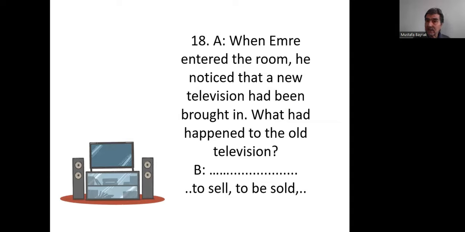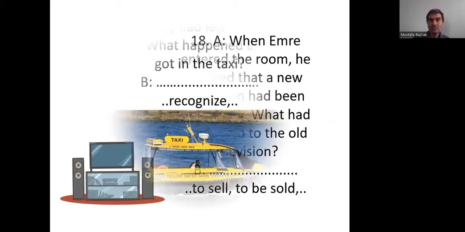18. When Emre entered the room, he noticed that a new television had been brought in. Yes, entering and noticing and bringing something. What had happened to the old television? They had sold it, okay? They had sold the old television before they bought the new television.